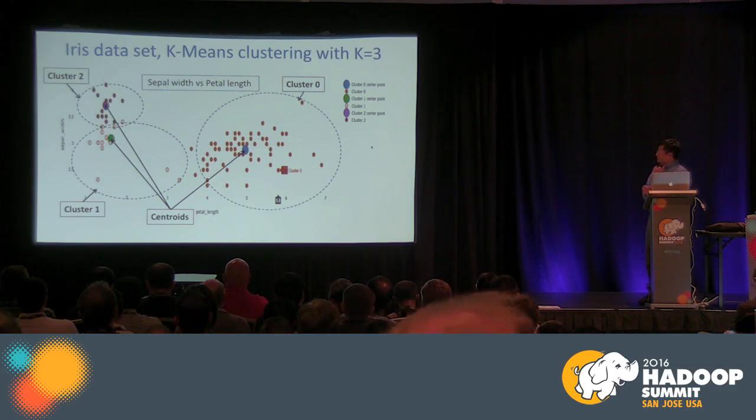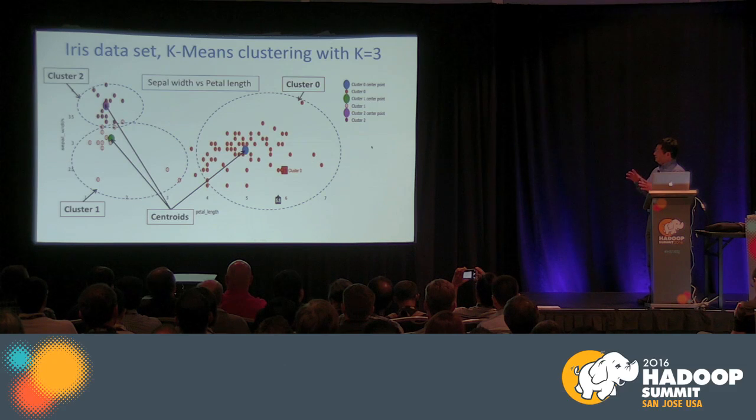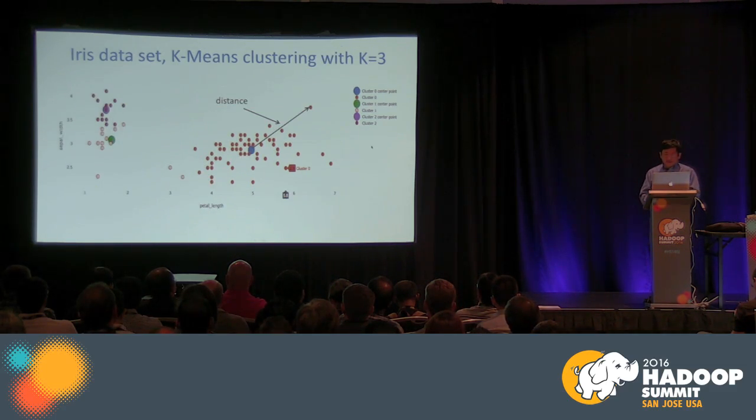Visually, in this case, for example, we're taking a really well-known public data set, the Iris data set, with K-means with three clusters: cluster 0, cluster 1, and cluster 2. Each one has a centroid, shown as the three different circles. The distance we measure is really just the distance between one data point and the centroid of that cluster.